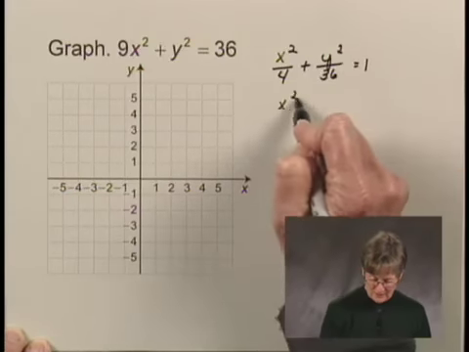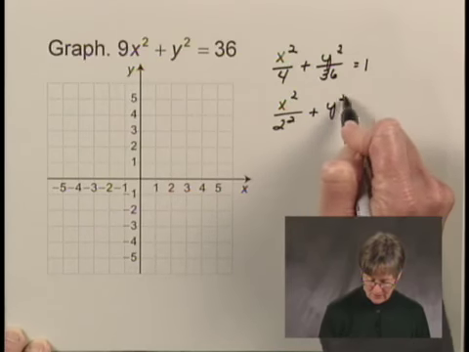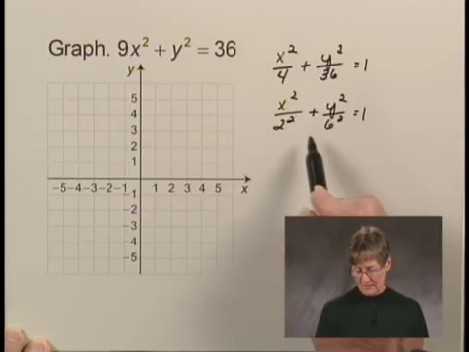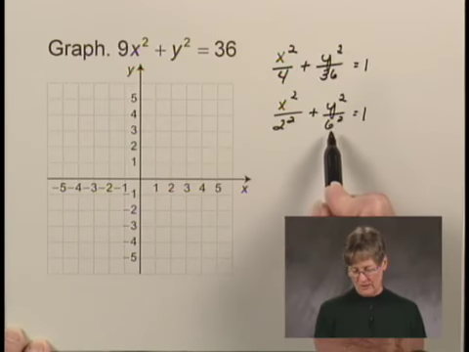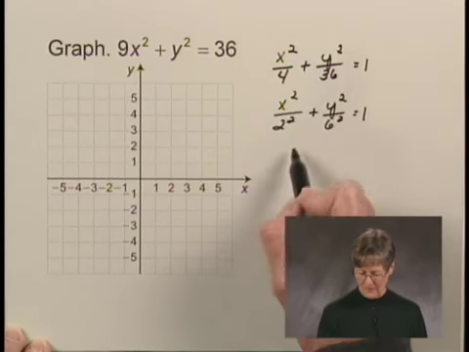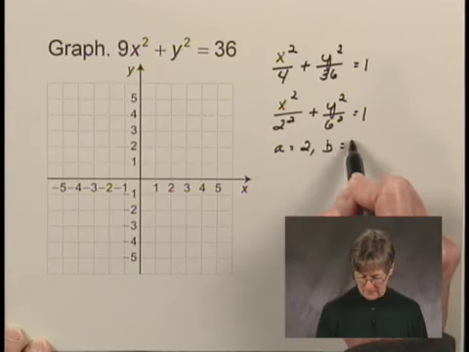And then I can write this as x squared over 2 squared plus y squared over 6 squared is equal to 1. Now this is the standard form for the equation of an ellipse whose center is at the origin at 0, 0. And the number 2 we call A, and the number 6 we call B.